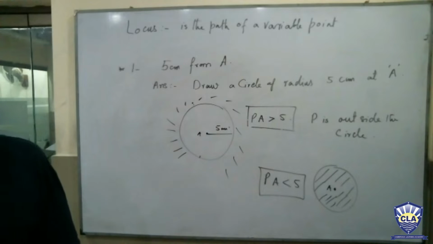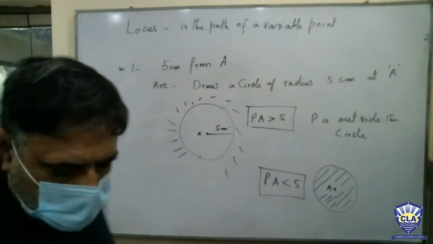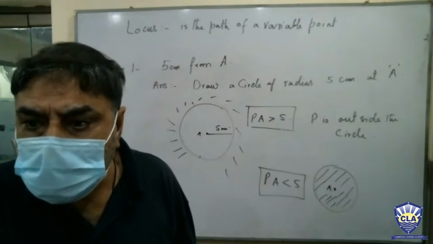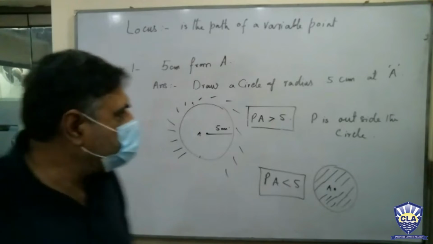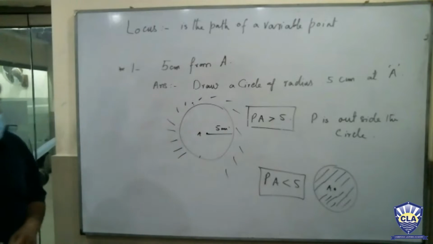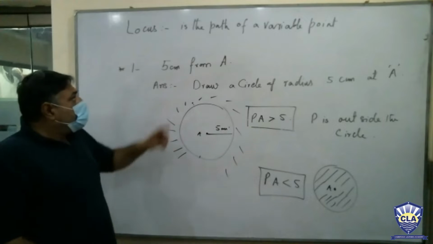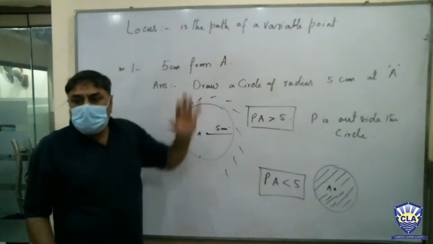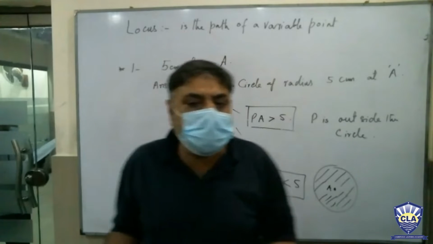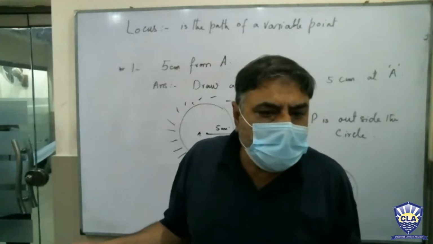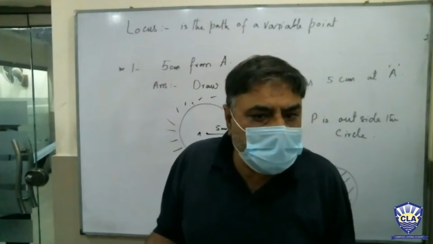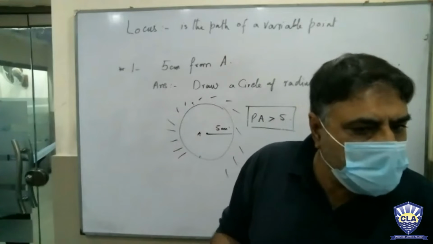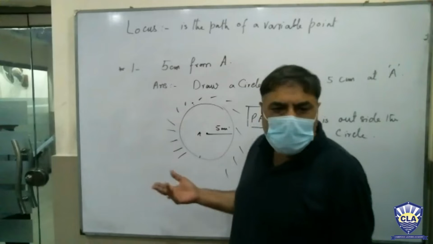Have you noted that? Yes, are you able to understand? Yes, locus. We are studying locus. First, what is locus? Locus is the path of a variable point. Where is that variable point? It can be everywhere. It can move everywhere. So, if we put some restrictions on that variable point, it will form the locus.